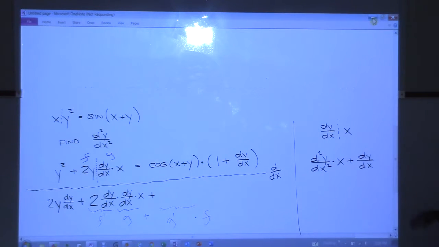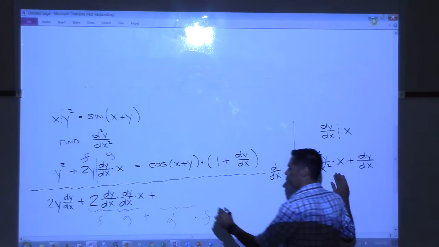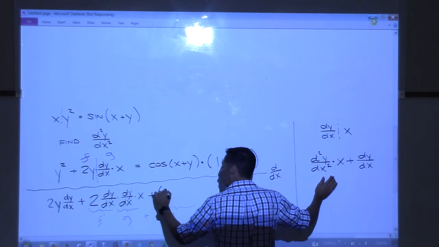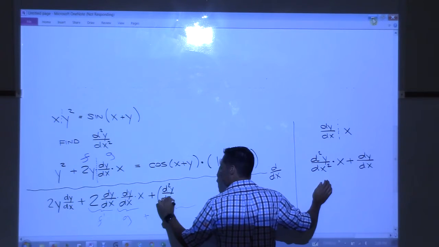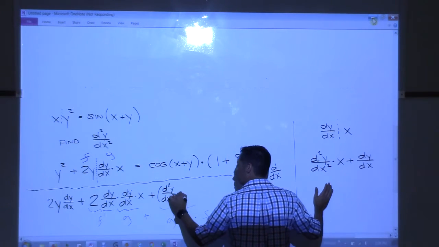The first derivative was much easier than the second derivative, right? The second derivative is turning out to be a nightmare. All right, so I'm going to plug this in. If I ever gave this to you on a test, I would not ask you to simplify. I'd just ask you to take the derivative twice.